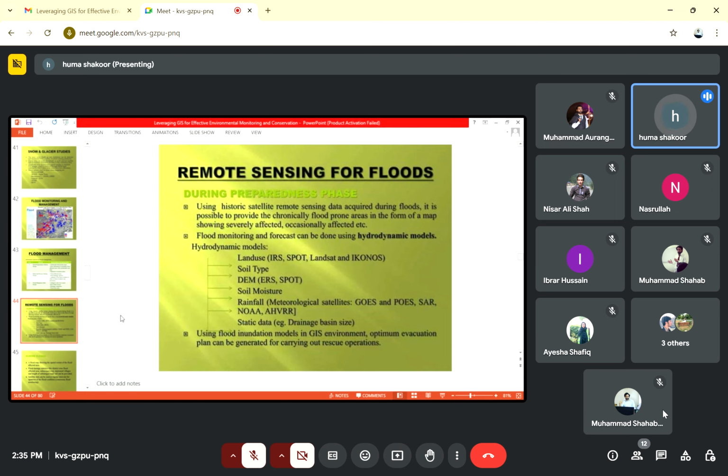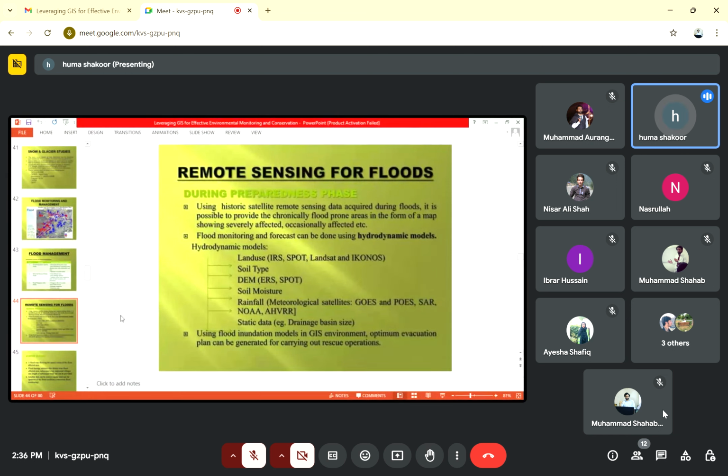The hydrodynamic models use land use, soil type, soil moisture, rainfall, hydrological data, satellites, GIS, and the SAR and NOAA AVHRR. The statistical data, the drainage basin, and the size of the drainage system can be shown. You can collect this data through remote sensing. Using flood inundation models in the GIS environment, optimum evacuation plans can be generated for carrying out rescue operations.